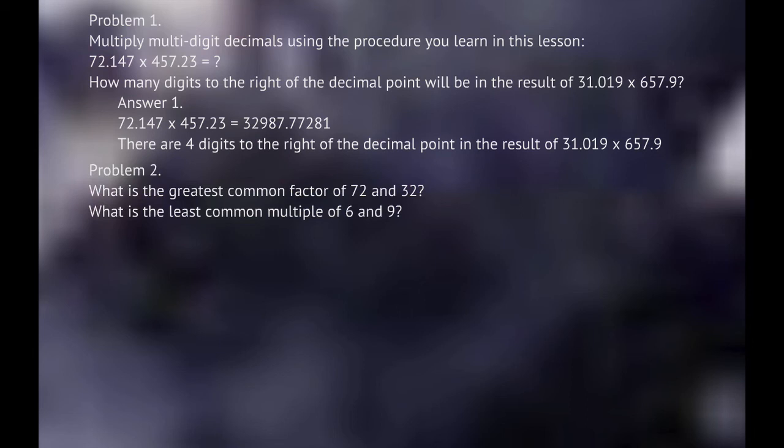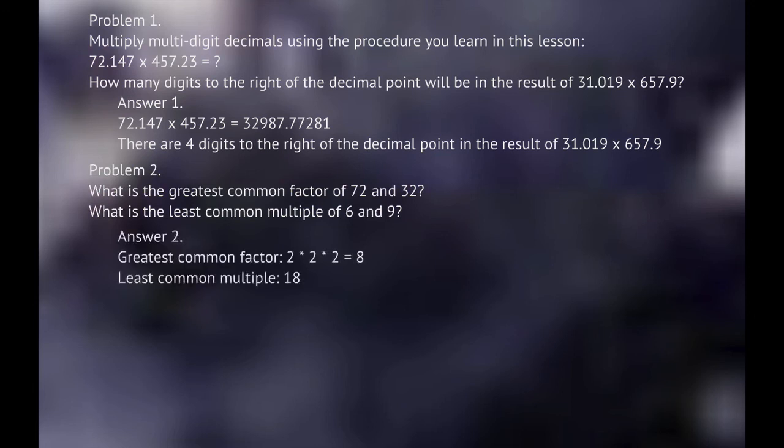The least common multiple of 6 and 9, well, you know that 6 times 3 is 18, and 9 times 2 is 18. So I'm guessing that when you lay out the multiples, you're going to see that 18 is in both lists, the multiples of 6 and the multiples of 9, and that 18 is the least common multiple. And doing the math, the answers are 8 for the greatest common factor and 18 for the least common multiple.